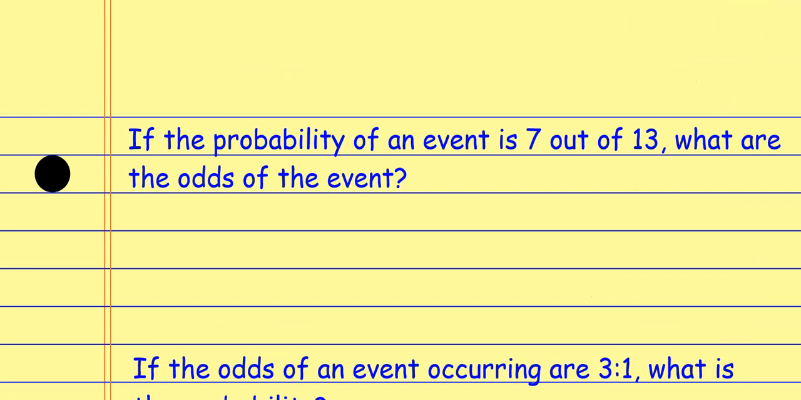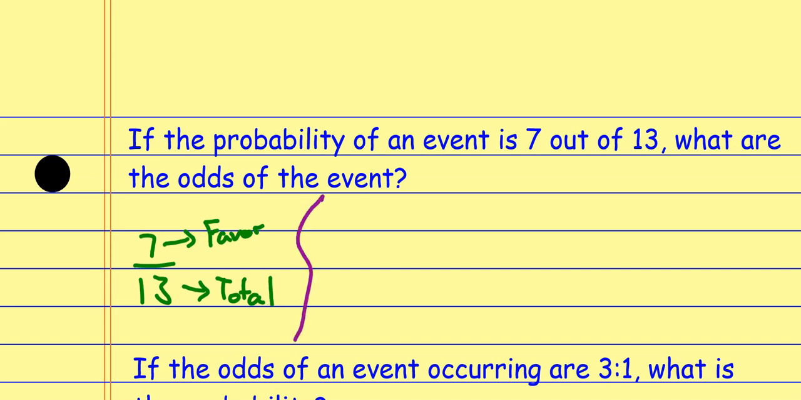In this one, we want to know if the probability of an event is 7 out of 13, what are the odds of the event? So again, we have to think about what probability is, all right? So when we think about probability, that's 7 over 13. This is the favorable outcomes, right? That's what I want. And this is the total number of outcomes, okay? So as we start to think about converting that to odds, remember, odds isn't favorable to total, it's favorable versus unfavorable. So the odds of this event would be 7, because that's the favorable outcomes.